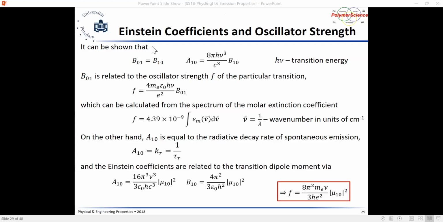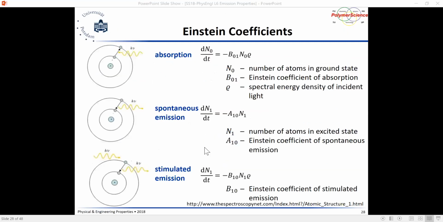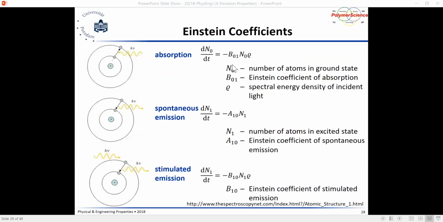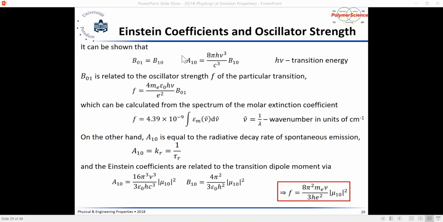So here we're saying that basically the Einstein coefficient going from level 0 to 1 would be the same as the Einstein coefficient going from level 1 to 0. And we relate the Einstein coefficients A and B. So here we said A is for the spontaneous emission, and B was for either absorption or stimulated emission. And the relationship between the Einstein coefficients A and B is governed by this equation.